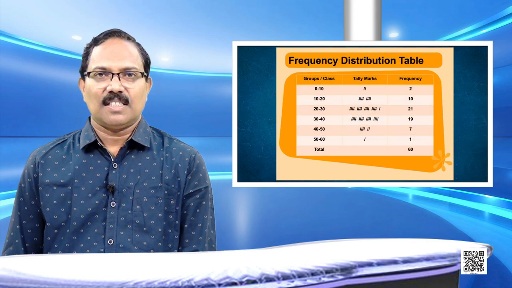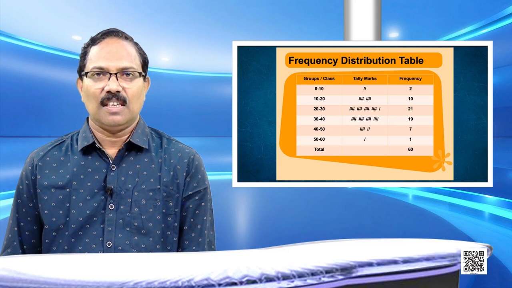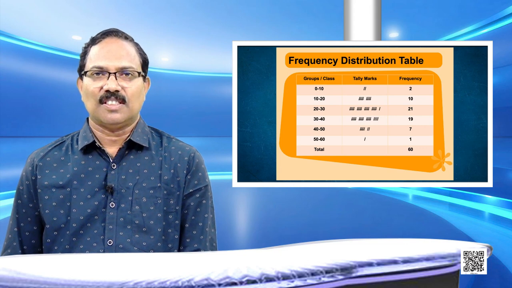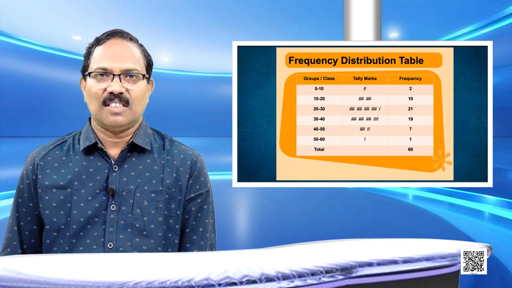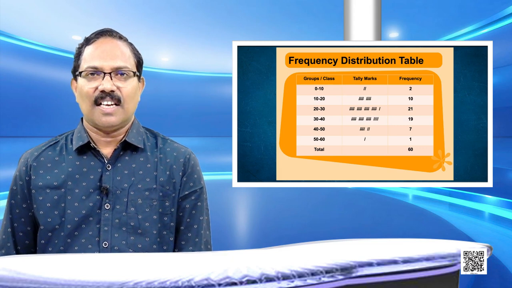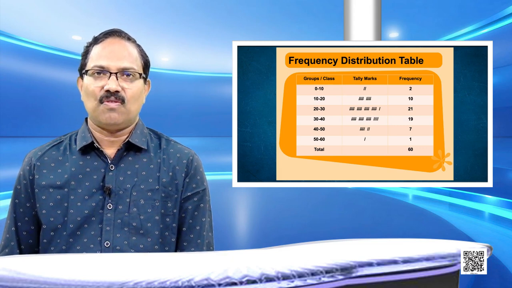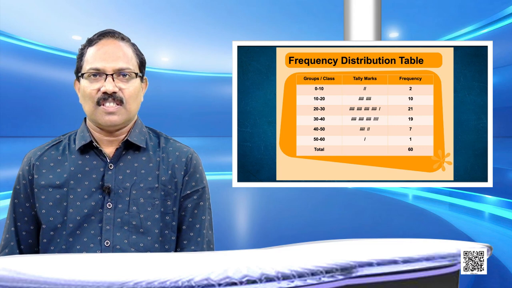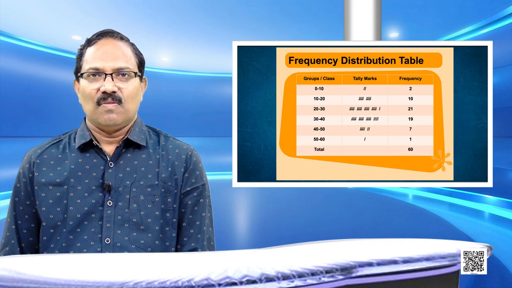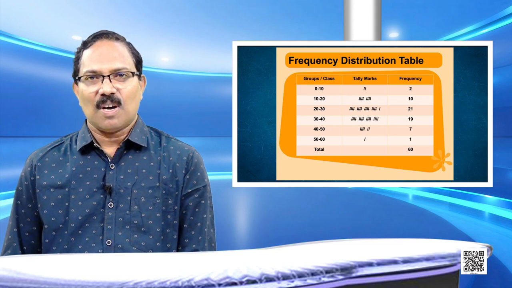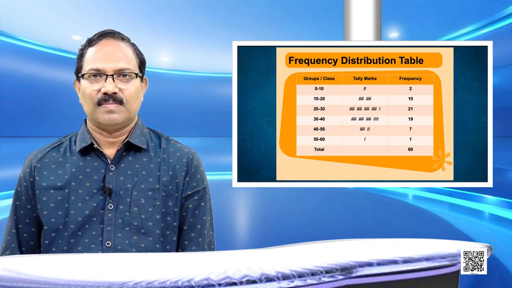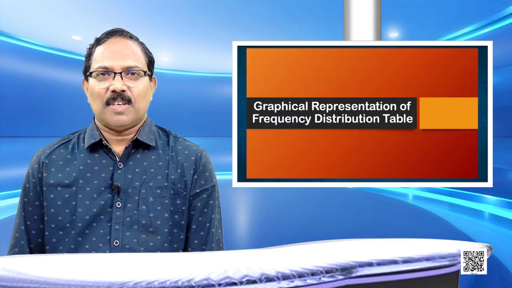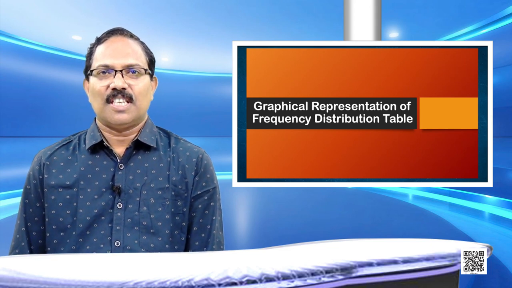So, when the data is represented in a frequency distribution table, you can make many more meaningful inferences. So, whenever we have a larger data, to organize the data, we take the help of frequency distribution table. Whenever the data is represented in frequency distribution table, we can also use that data to represent it in a graphical form. We will learn about this also now. Graphical representation of frequency distribution table.